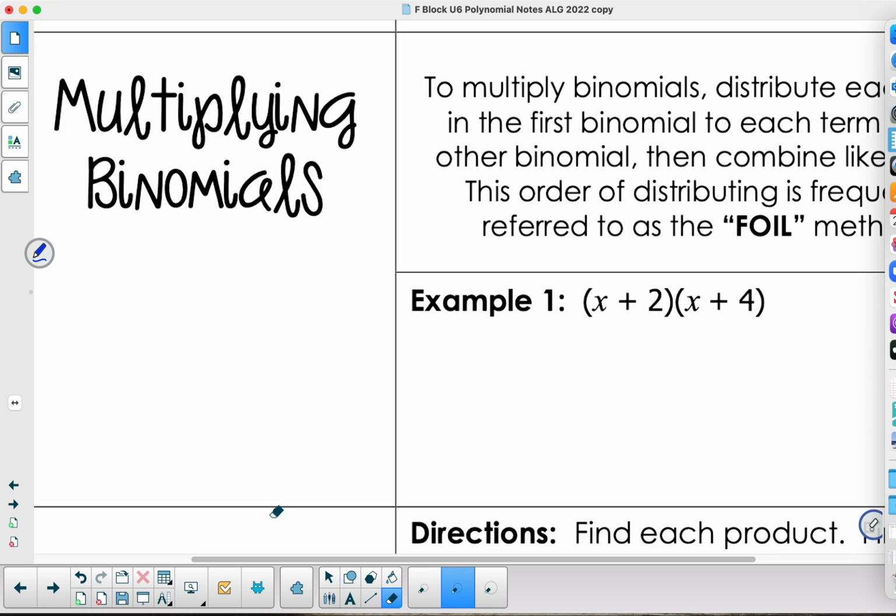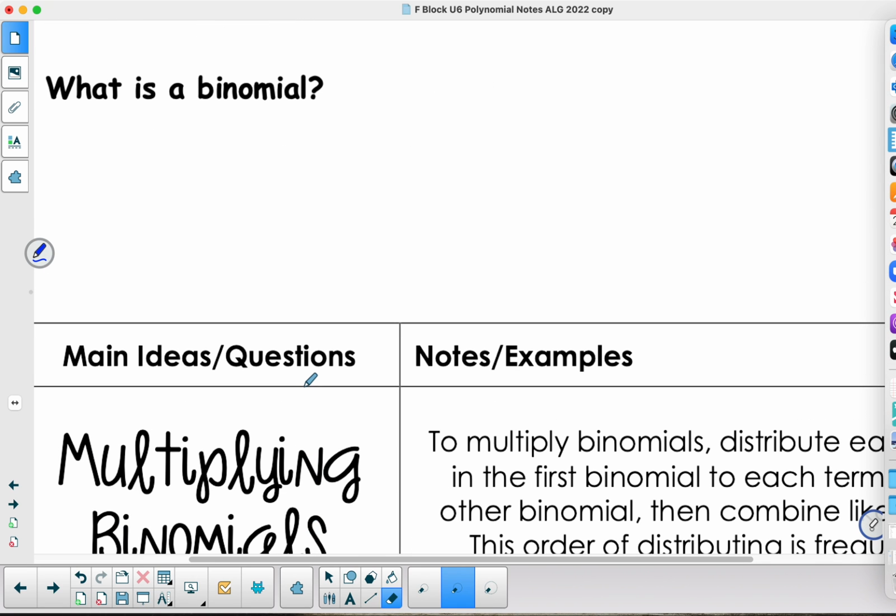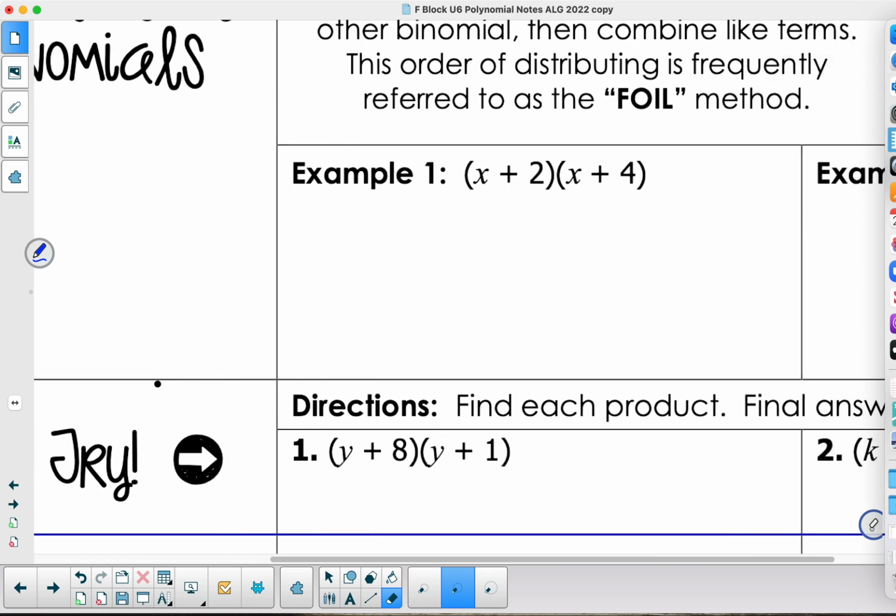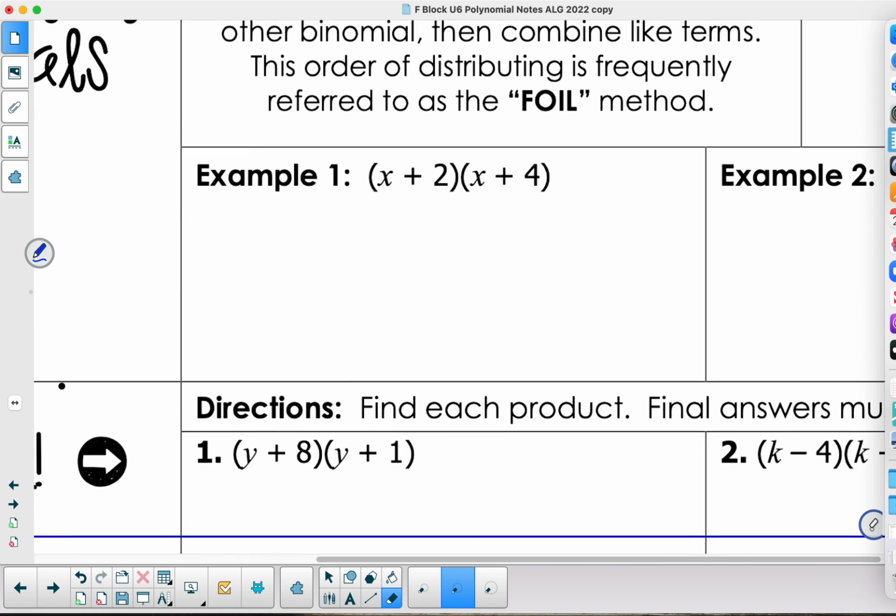This video is going to explain the process of multiplying binomials. And remember, a binomial is an expression with two terms. All like terms have been combined. This is an expression with two terms. So this is a layered up distributive property.